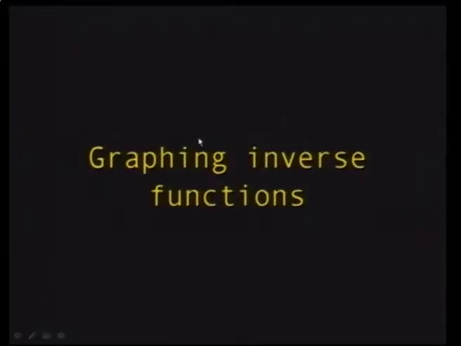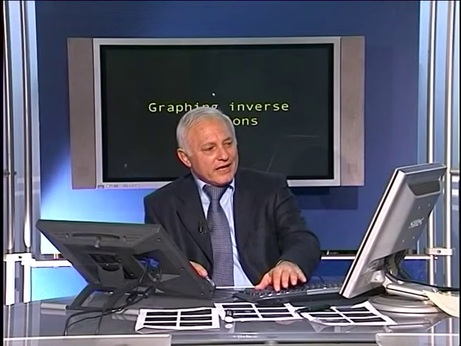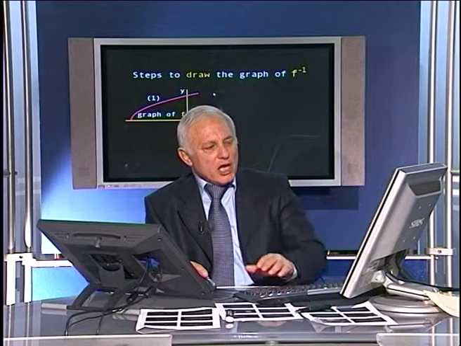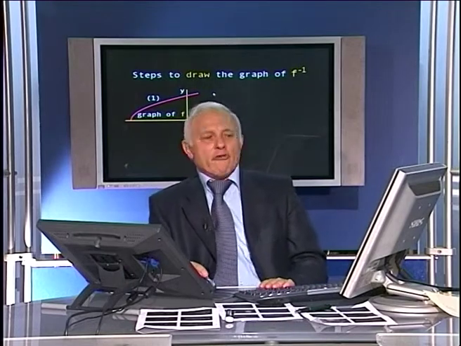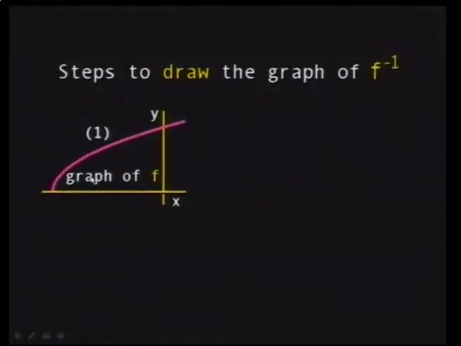Now, how do we graph the inverse function? This is one way. How do we graph them? Now there is one simple way of doing this. You always start with the graph of f. This is the first step. You have 3 steps to do. This is, for example, the last example which we explained. Now, this is the graph of f.